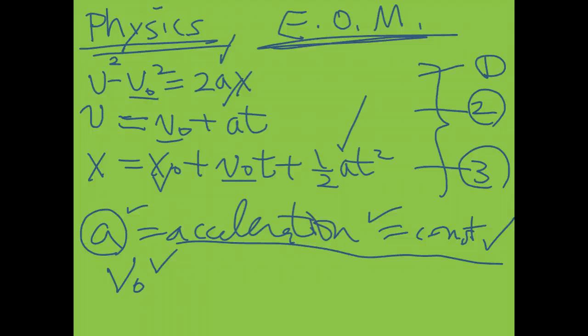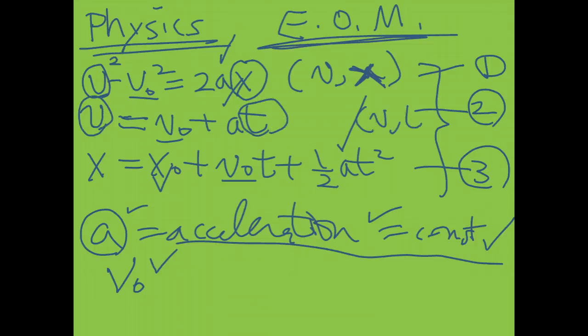The only thing we need to worry about at this stage are the free variables. In equation 1, you have v and x, and we have to find the relationship between them. In equation 2, the relationship is between v and t. And for the third equation, the relationship is between x and t. Nothing more.